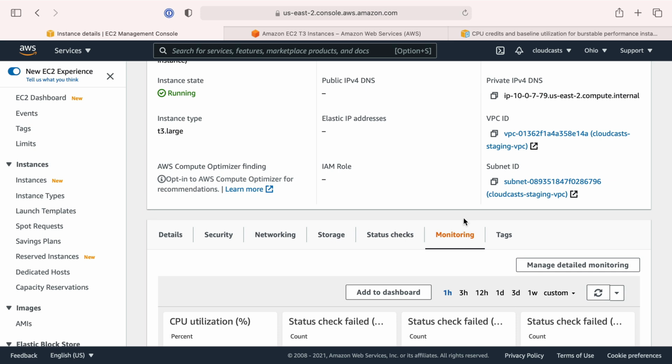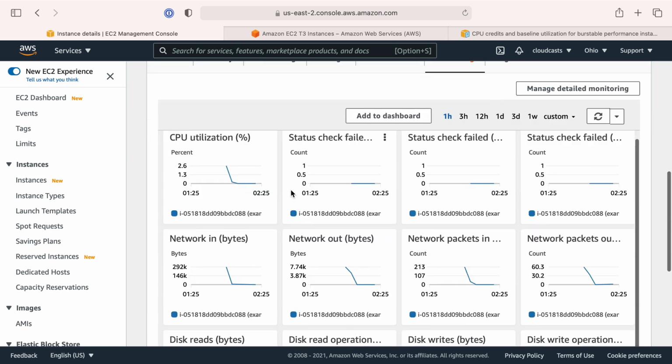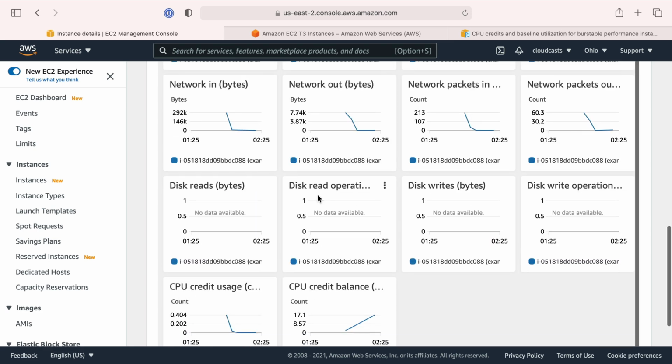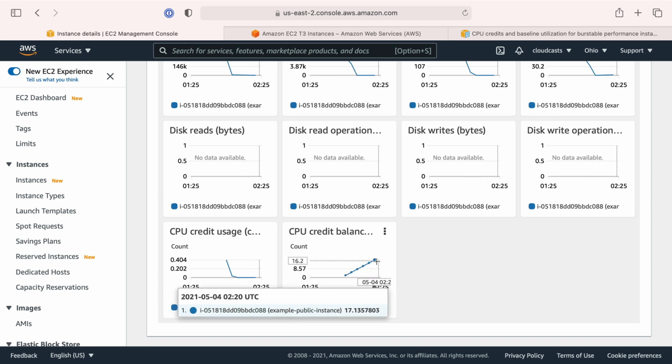Now, if I go to monitoring here, you can also see these graphs in CloudWatch, but we'll just go ahead and check down here and we'll see there are graphs and information for credits. So for my credit usage, I used a little bit of credits when I spun up the server because I was doing things when it got created. But you can see my credit balance here has gone up over time since I've launched because I'm not doing anything on the server, right? It starts with no credits because this is a T3 instance. A T2 instance would start with some.